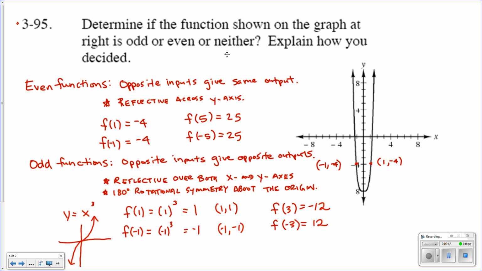And then neither would be when you don't get any kind of relation at all. It does not meet one of these transformations, and the points are either not the same or not opposites there. For instance, neither, you could have points that were like f of 1 equals 6, and f of -1 equals -2. There's no relationship there. That would be neither. All right, hopefully this helped you out there.